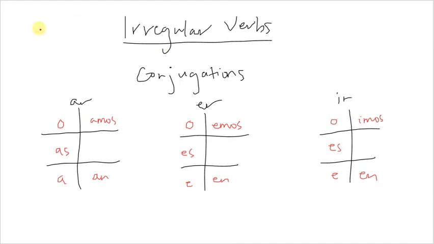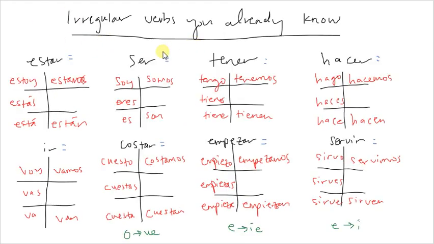Okay, so let's talk about some irregular verbs. There are a lot of them that you already know. So estar first means to be. Estar is irregular because the yo is irregular and these forms have accents: estoy, estás, está, estamos, están. Ser, remember, also means to be. It is totally irregular: soy, eres, es, somos, son.